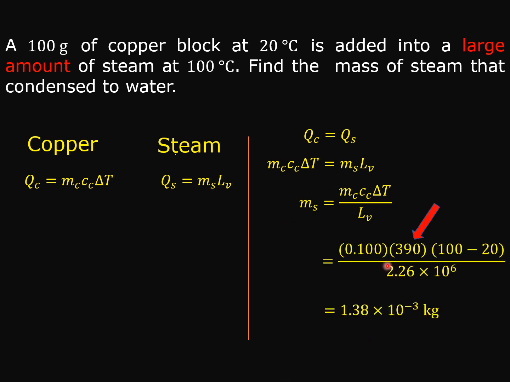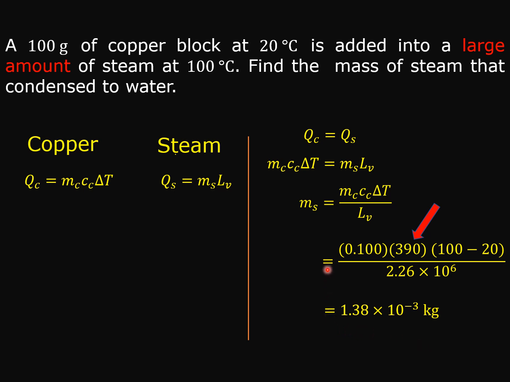Now we can substitute the values. mc, the mass of the copper block, is 100 gram, so in kg it is 0.100. cc is the specific heat capacity for the copper, which is 390 joule per kg per Kelvin. We can get this value from the internet or from books. The change of temperature for the copper is from 20 to 100, so that means it is 100 degrees C minus 20 degrees C. Lv is the specific latent heat of vaporization, another value that we can get from the internet or books. It is 2.26 times 10 to the power 6 joule per kg. If we press the calculator, we will get the answer for ms, the mass of the steam that condensed to water. It is 1.38 times 10 to the power negative 3 kg, or equivalent to 1.38 gram.